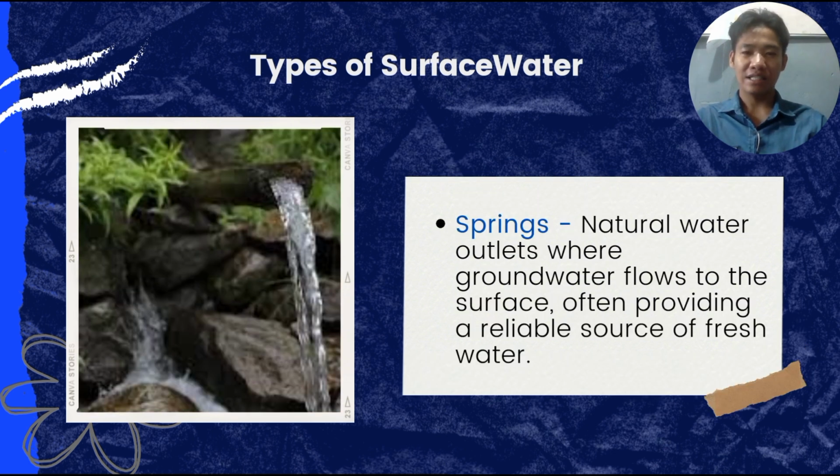And lastly, the type of surface water is what we call springs. These are natural water outlets where groundwater flows to the surface, often providing a reliable source of fresh water. This fresh water is very potable since it is natural. Okay, I think that's all for the surface water.